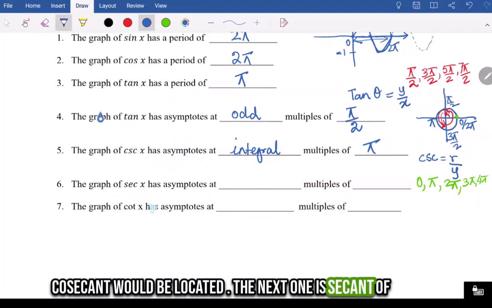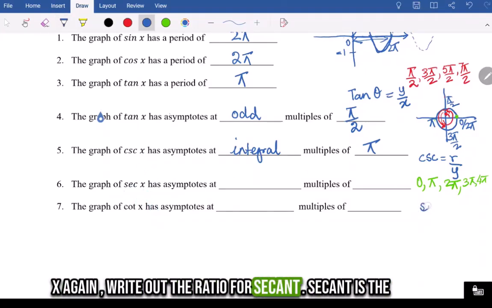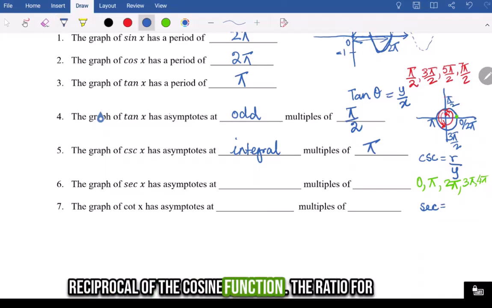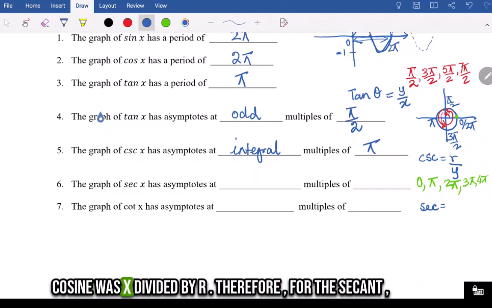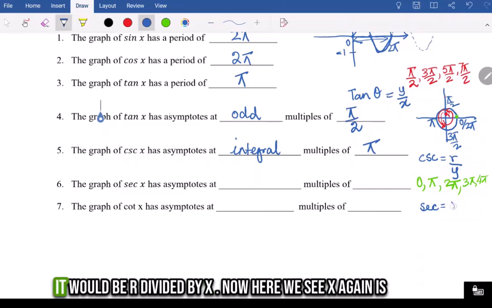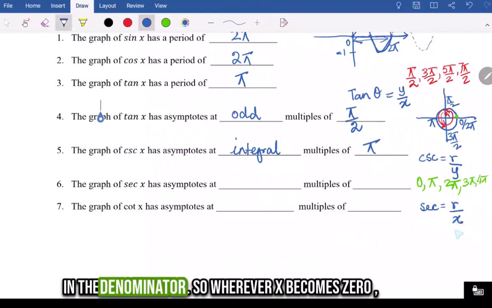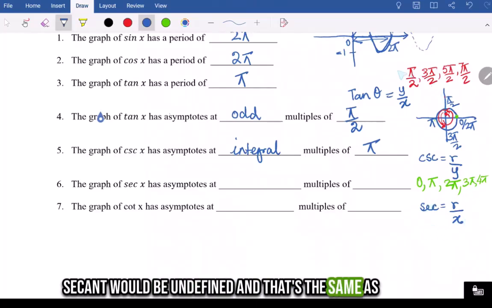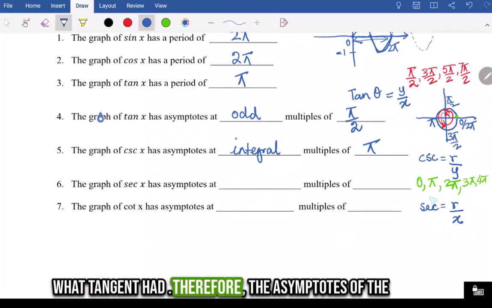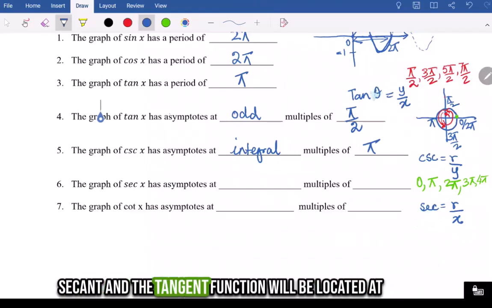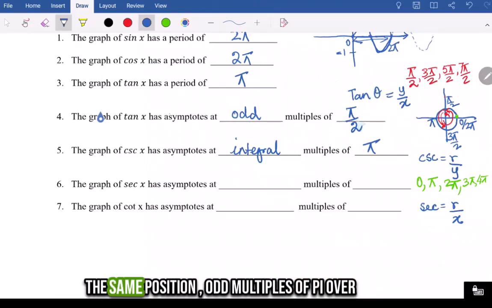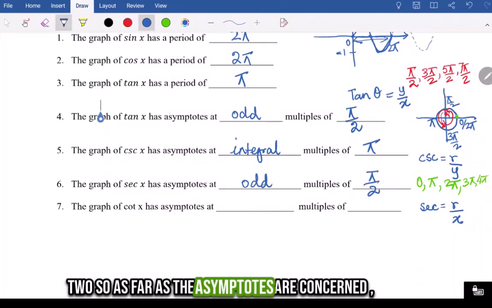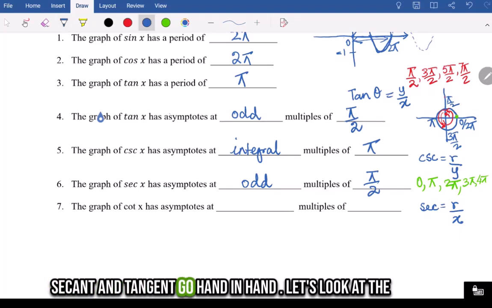The next one is secant of x. Again, write out the ratio for secant. Secant is the reciprocal of the cosine function. The ratio for cosine was x divided by r. Therefore, for the secant, it would be r divided by x. Now, here we see x again is in the denominator. So, wherever x becomes 0, secant would be undefined. And that's the same as what tangent had. Therefore, the asymptotes of the secant and the tangent function will be located at the same position, odd multiples of pi over 2. So as far as asymptotes are concerned, secant and tangent go hand in hand.